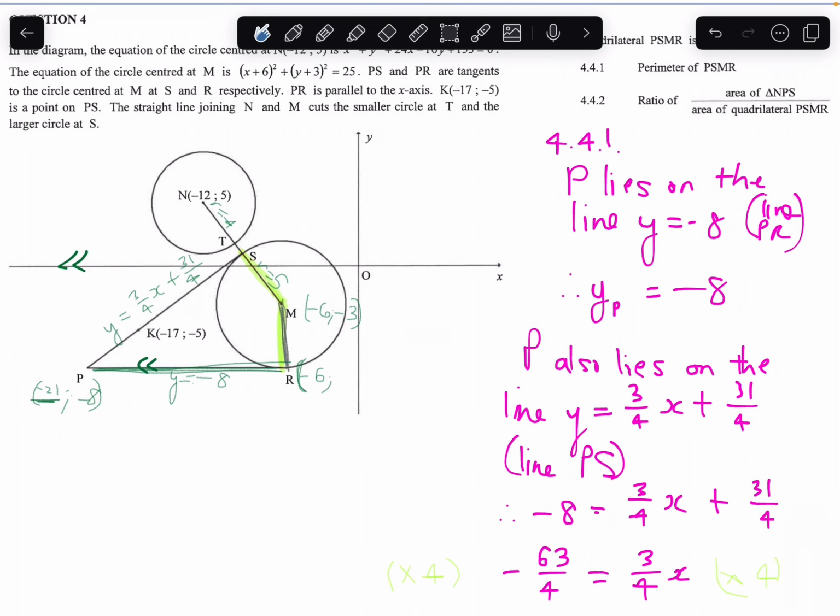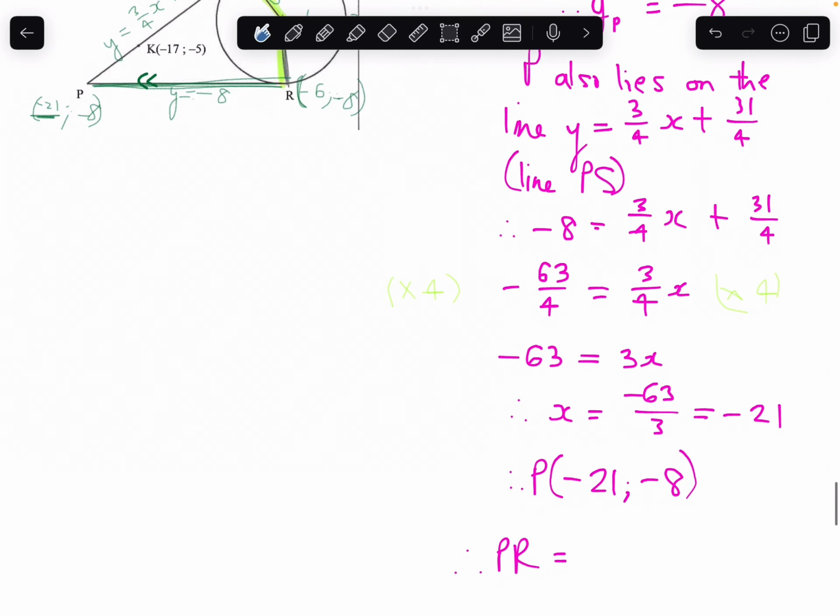So we know that the x coordinate is negative 6, and we figured out the y coordinate to be negative 8, but that's not very important right now. So that means that PR is going to be the difference between minus 6 and minus 21. How much do you travel to get from one to the other? And that's because this is a perfectly flat line, a horizontal line, so we don't really care about what's happening with the y's, because there isn't anything happening with the y's. What we care about is what's happening with the x's. So this comes to 15 units.